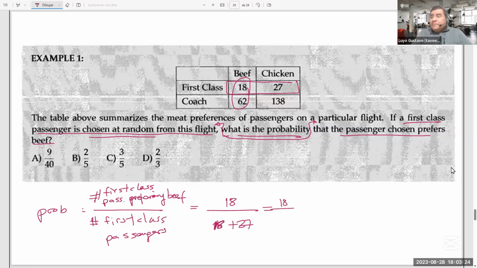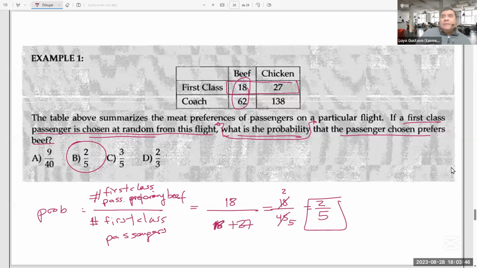Okay, now, what is this? 18 over 45. Divide by 9, 2. Divide by 9, 5. Okay, the answer is 2 over 5. Option B. Okay, so that's how probability questions are seen in the SAT. Okay, so let's see some other example.